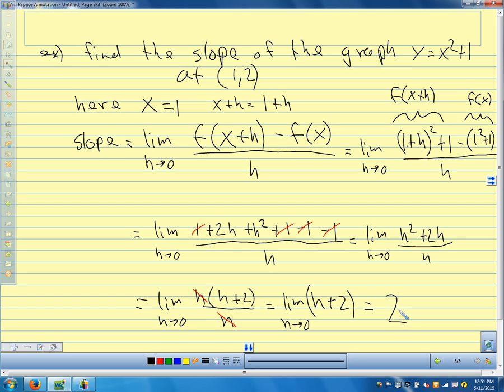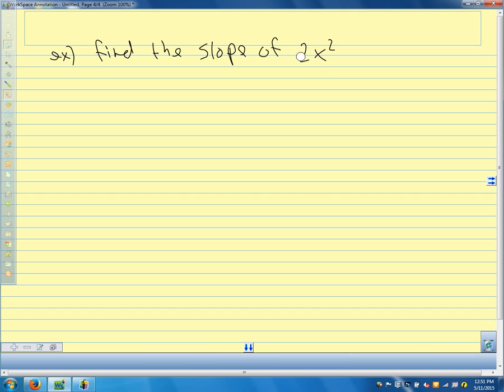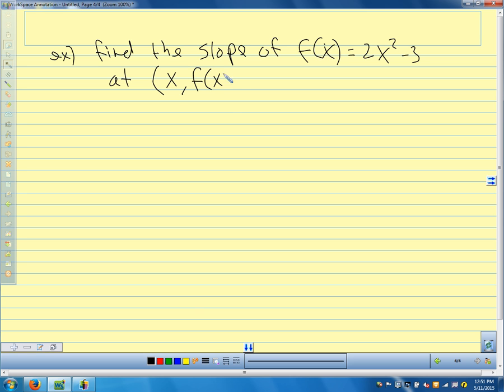All right, let's look at another one. What we want to do is be able to find the slope of the graph at any point. We don't want to have to just calculate at one point. So let's talk about how we're going to do that. We want to find the slope of f of x equals 2x squared minus 3 at any point x. Instead of a particular point, we want the slope at any point. Then we can just plug in x and we'll have a function that will give us our slope at any point. So back to our definition.